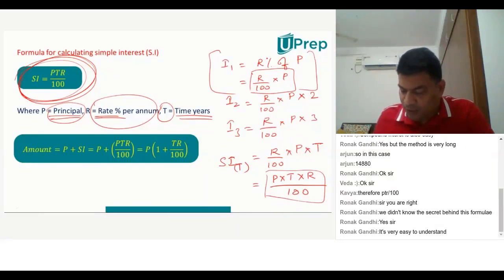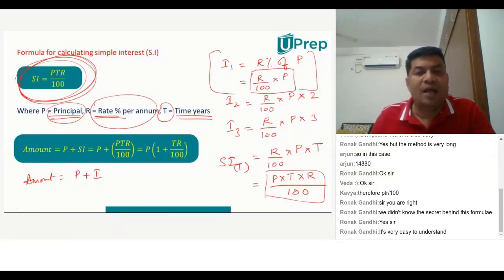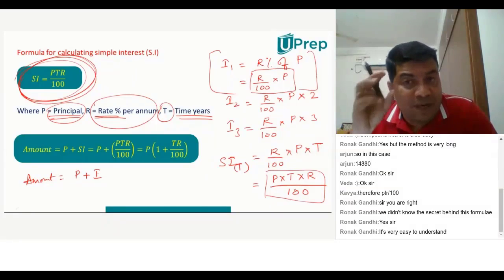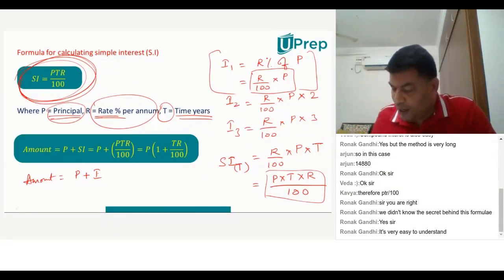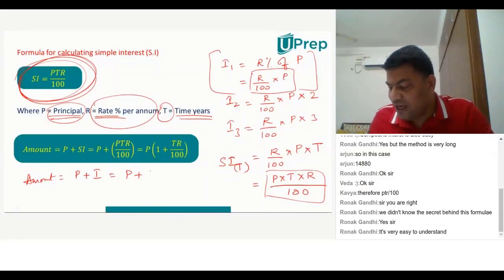Now coming to amount. There's another formula which says amount is nothing but principal plus interest. That's what we learned. Amount is the amount that we pay at the end of the tenure, which is the principal plus the interest that we are supposed to pay. Your principal will remain as principal P plus your interest. Interest we have already calculated, it is PTR by 100.